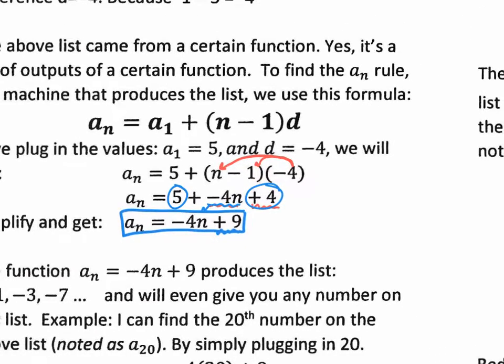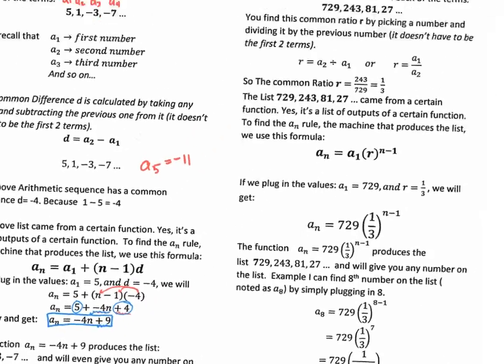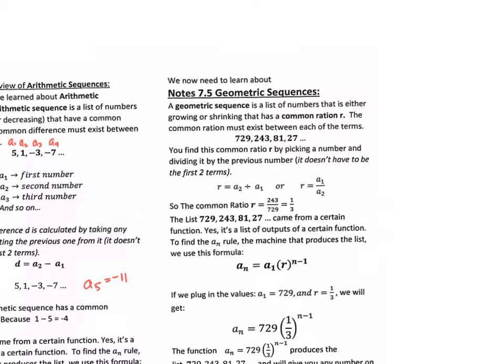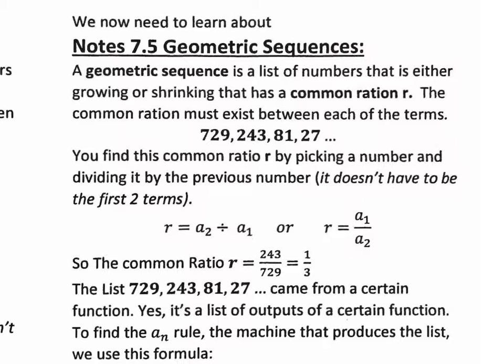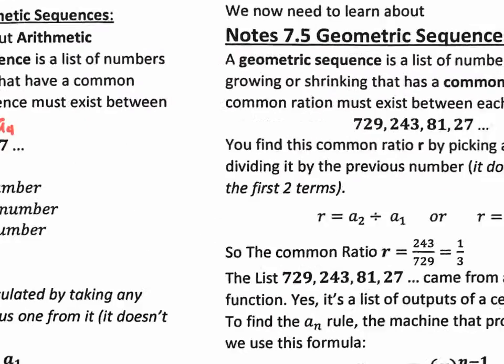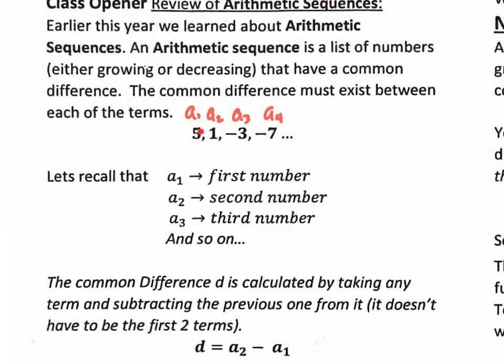Okay. What we're going to be doing right now, this is the real part of the lesson today. Note 7.5, geometric sequences. An arithmetic sequence had a common difference. On the list that we just did, we were subtracting 4, subtracting 4, subtracting 4. Over here, this list: 5 take away 4 is 1. 1 take away 4 is negative 3. Negative 3 take away 4 is negative 7. Negative 7 take away 4 is negative 11. And so on and so on.